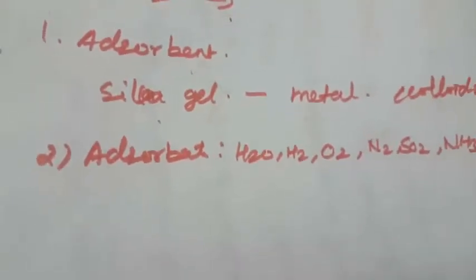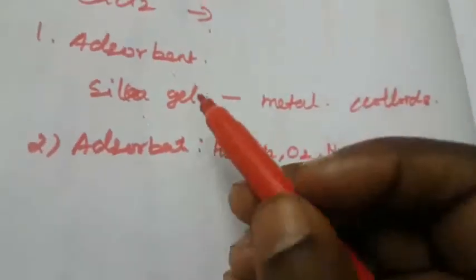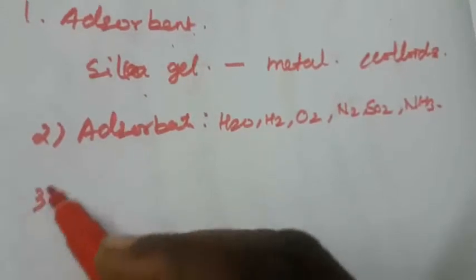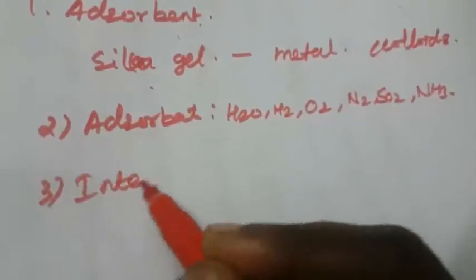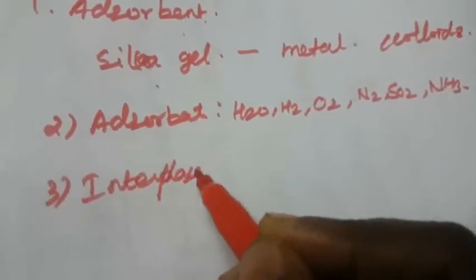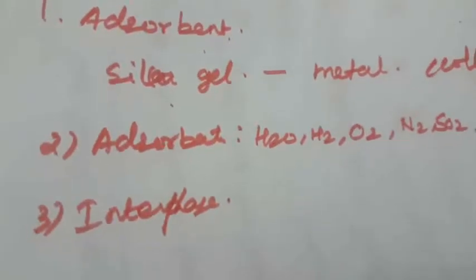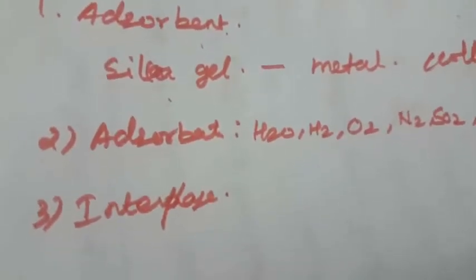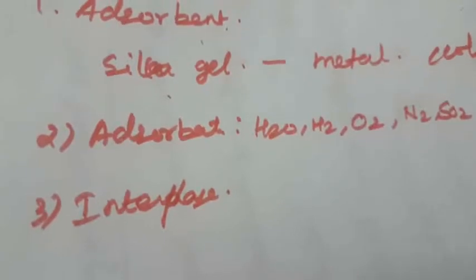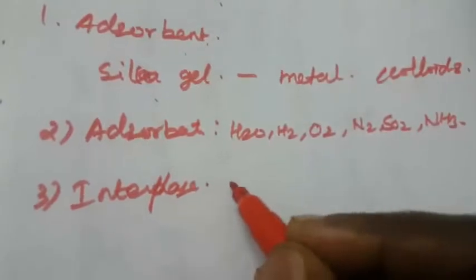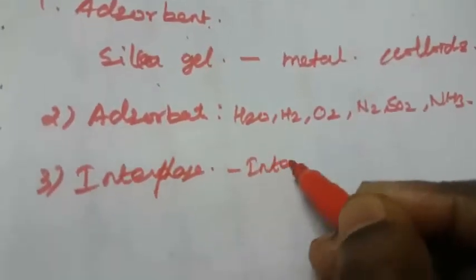What are the terms we are using here? Adsorbent, then adsorbate, and another one is interface. What is an interface? The meeting point. The adsorbent and the adsorbate meet at a particular point, and that point is called the interface. Next one is what is meant by positive adsorption.